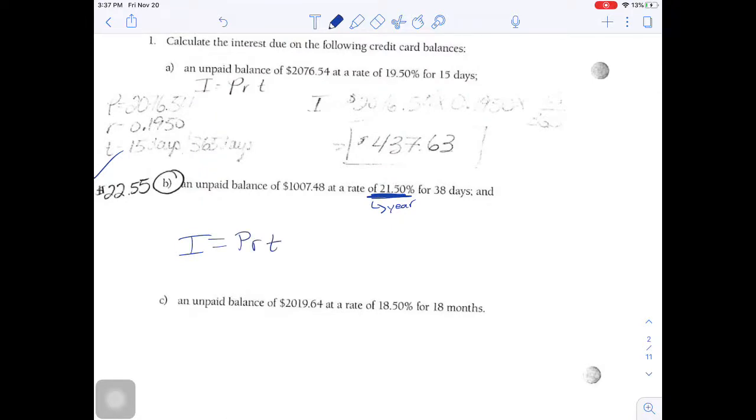In this case, your principal is your $1,007.48. Your R is in fact this percentage here. And remember, it has to be in a decimal. So I'm going to take 21.5 and divide it by 100, and that will give me 0.215. And now again, this is for a whole year, but we only have not paid for 38 days. So we're going to take 38 days and fraction that by a year. So 38 divided by 365.